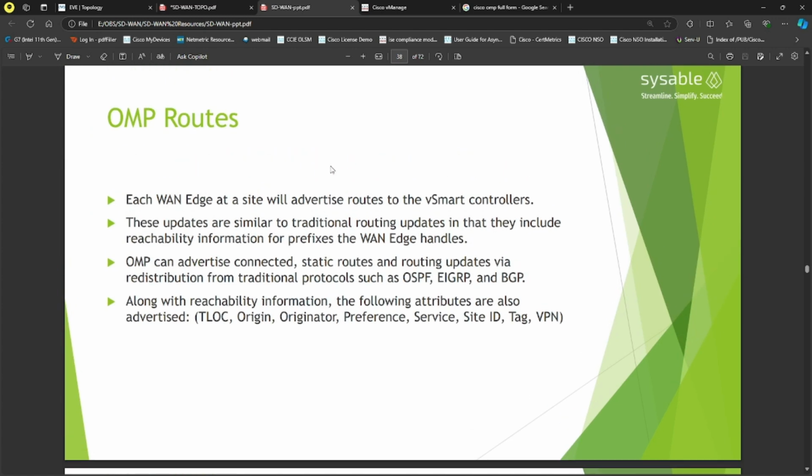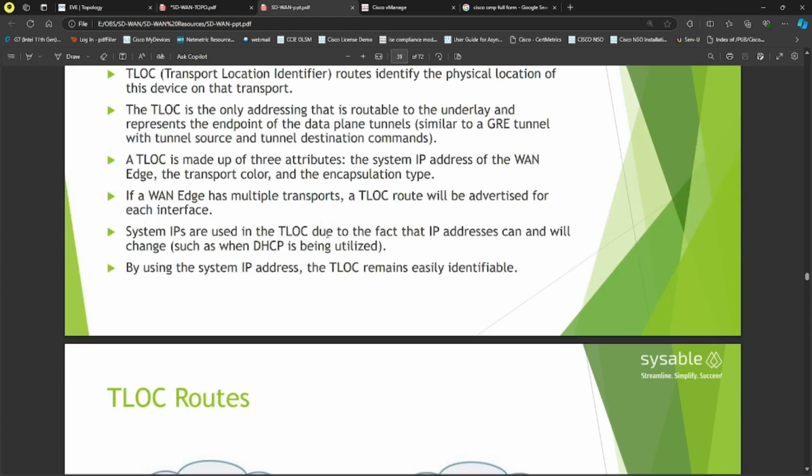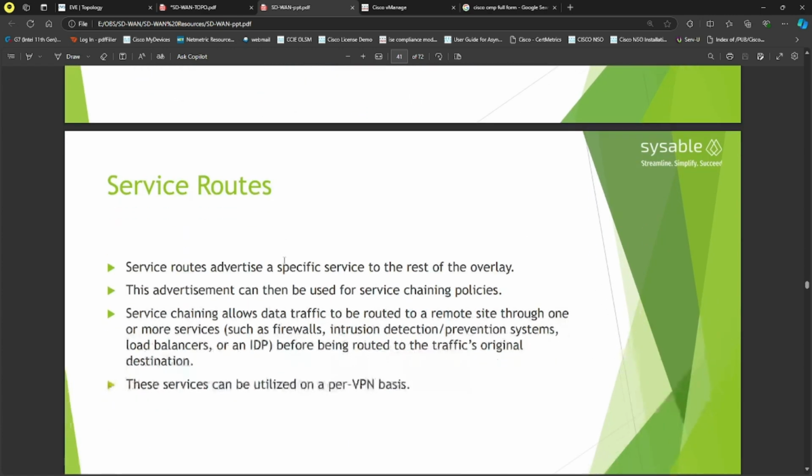Now, we already discussed OMP. Each WAN edge at the site will advertise routes to the vSmart controllers, updates to the traditional routing table, and so on. We have already looked into that. TLOCs are also advertised, and this is an example of a TLOC: what is the system IP, what is the color, what is the IPsec encapsulation, and what is the WAN IP address bound to that particular TLOC. Your TLOC is bound to that public IP address. If the tunnel is formed between branch 1 and branch 2 on that public IP address, then the TLOC is resolvable. Otherwise, it will be invalid.